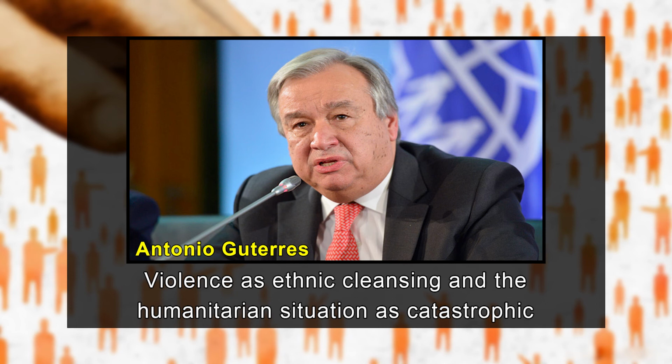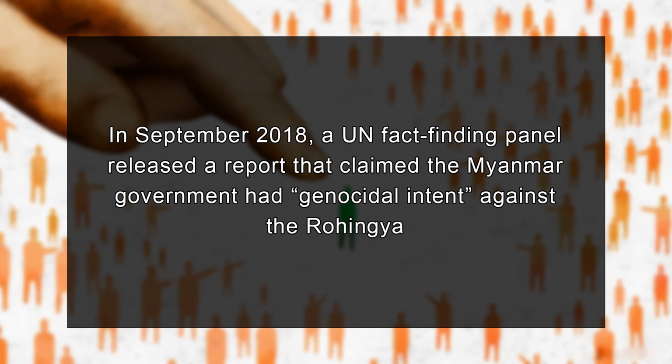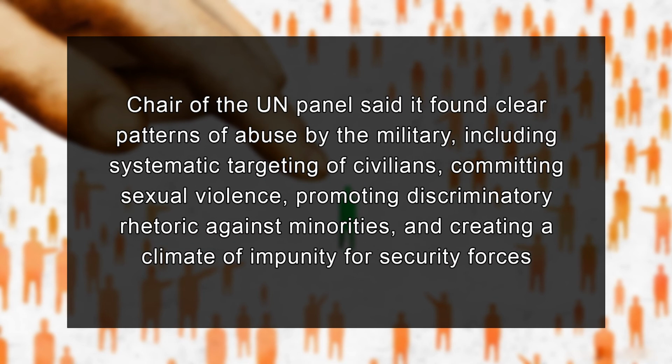Rights groups and other UN leaders suspect acts of genocide have taken place, and in September 2018, a UN fact-finding panel released a report that claimed the Myanmar government had genocidal intent against Rohingya. The chair of the UN panel said it found clear patterns of abuse by the military, including systematic targeting of civilians, committing sexual violence, promoting discriminatory rhetoric against minorities, and creating a climate of impunity for security forces.